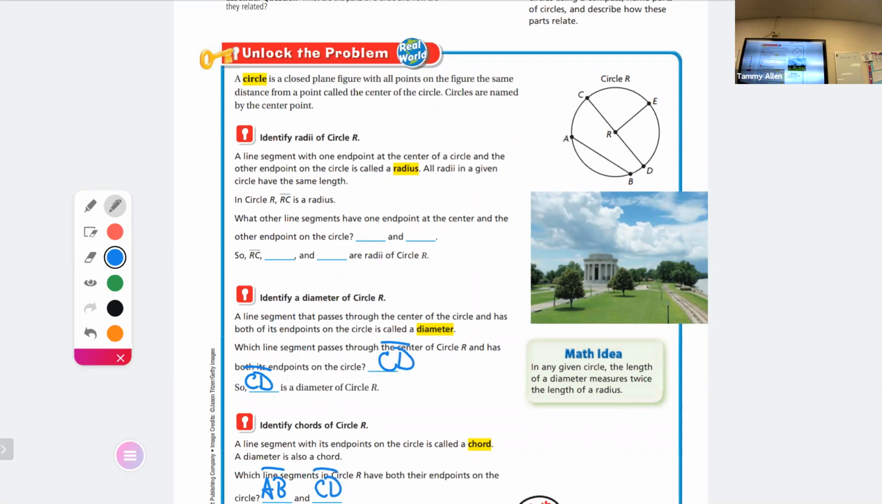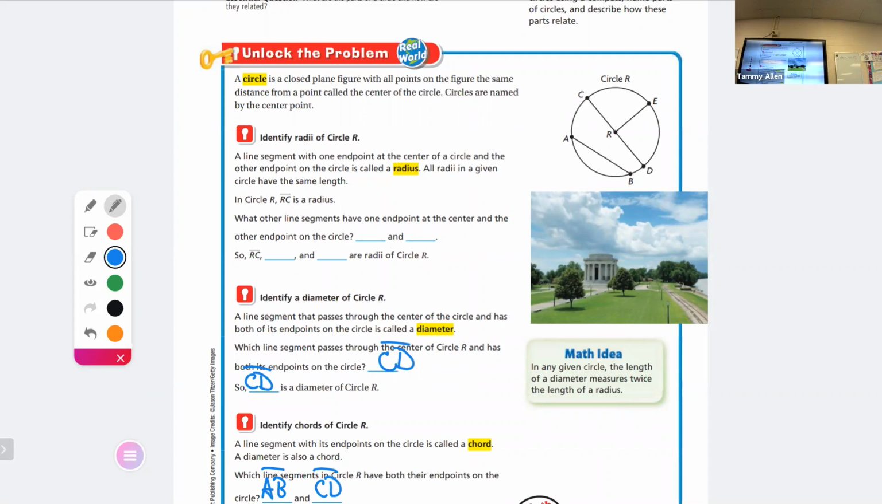A diameter is a chord. It's a special chord that passes through the center. Okay? Does that make sense? Segment AB is a chord. It's got its two endpoints on the circle. But segment CD is a chord called a diameter because it goes through the center of the circle.